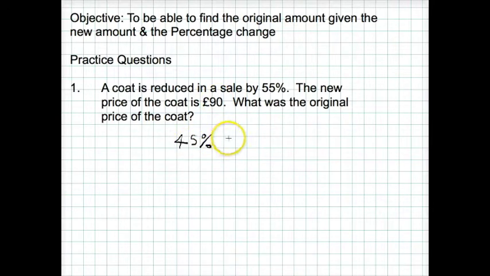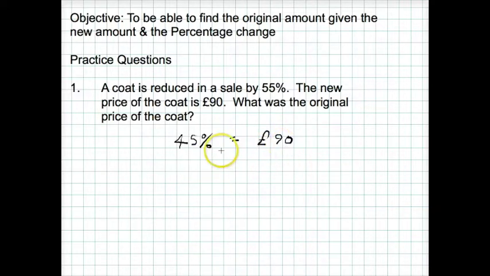So £90 is actually 45% of what it was originally. So you just write that down. Now, the best way probably to do this is to work out what 1% is.